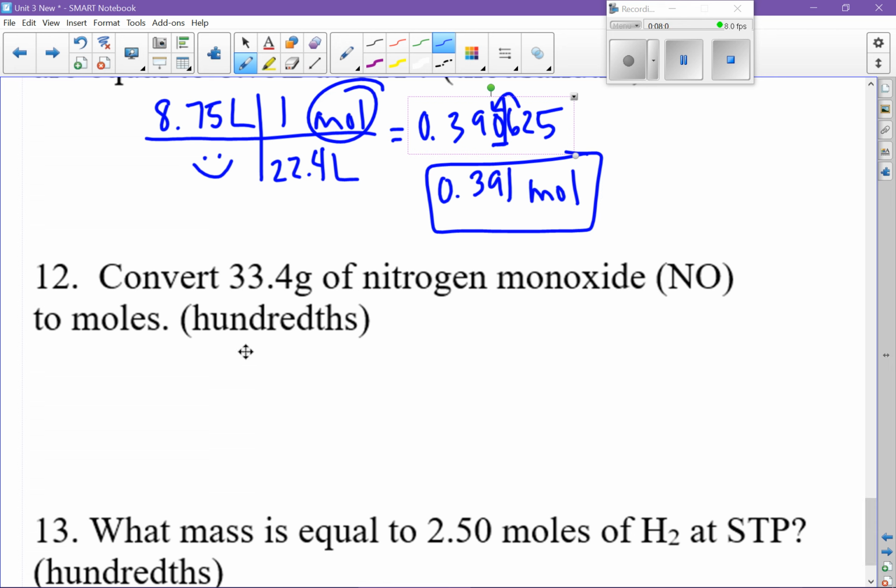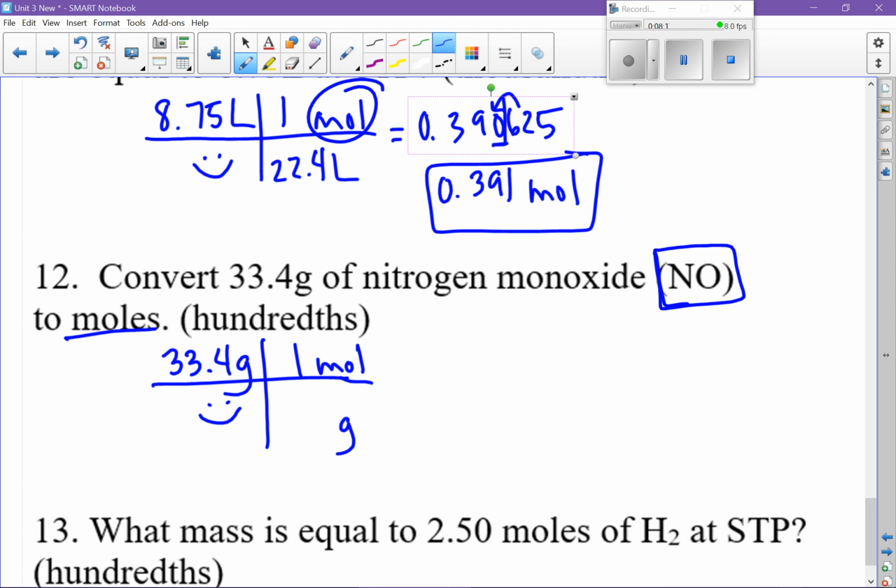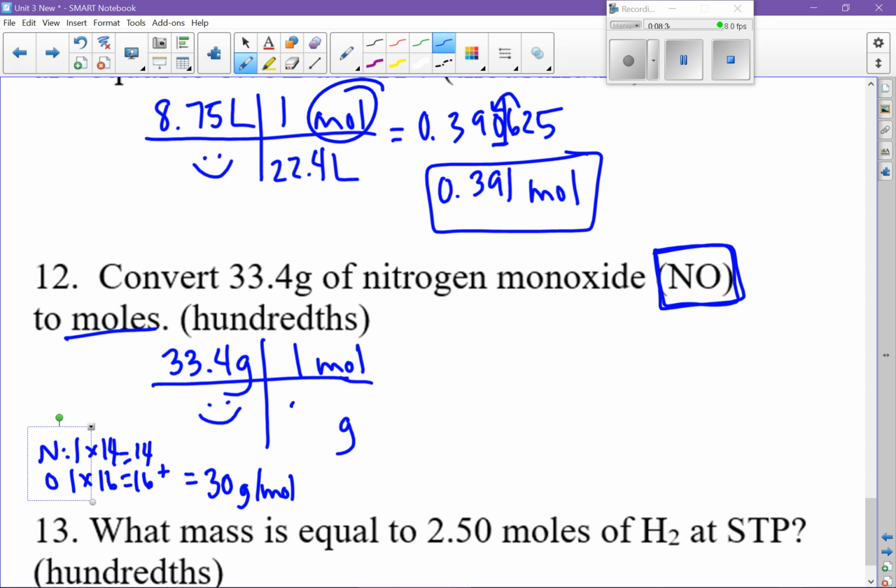Almost done. So here I have 33.4 grams from the question. Grams up, grams down. I'm looking to calculate that into moles, so that goes on the top. I always put a 1 with the mole. Grams means I need to find the molar mass of my chemical, nitrogen monoxide, NO. So there's 1 nitrogen, the mass of it is 14. There's 1 oxygen, the mass is 16. When I add those together, this has a molar mass of 30 grams per mole, which means I put that here.